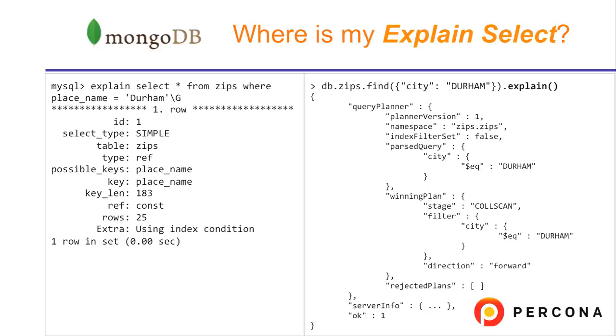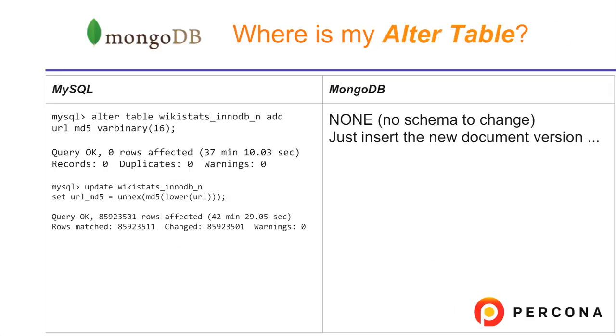Now, where's my alter table? Do you guys have any idea what's alter table in MongoDB? Exactly. There's no alter table.